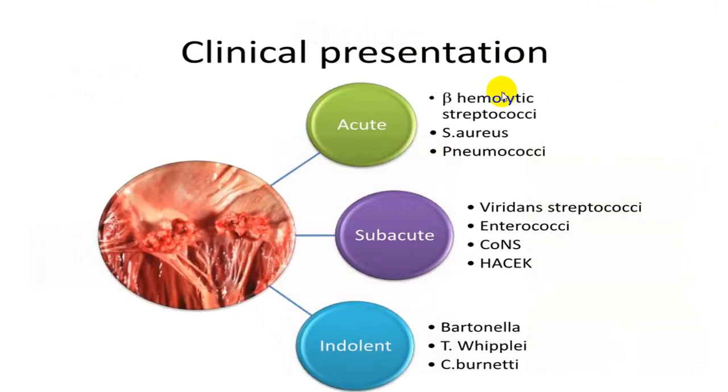In acute, Beta hemolytic Streptococci, Staph aureus, and Pneumococci are more common. In subacute varieties, Streptococci viridans, Enterococci, CoNS, and HACEK. While in indolent, Bartonella, and this rare organism, Brunnati.